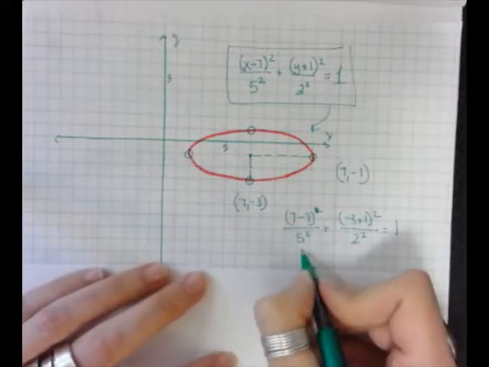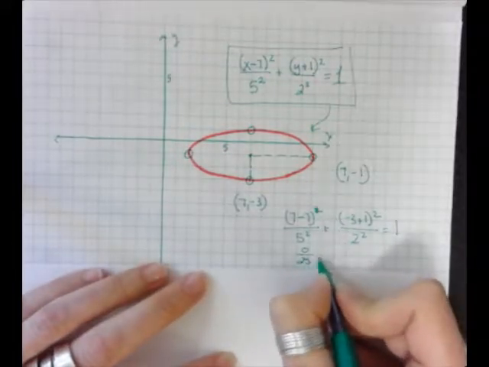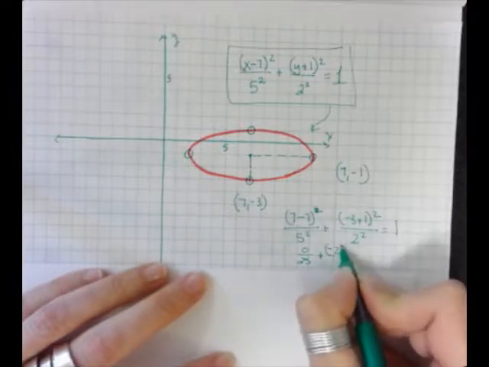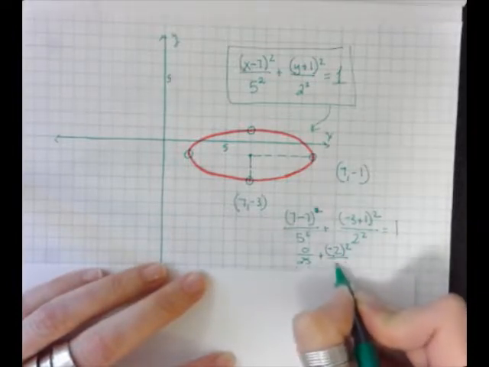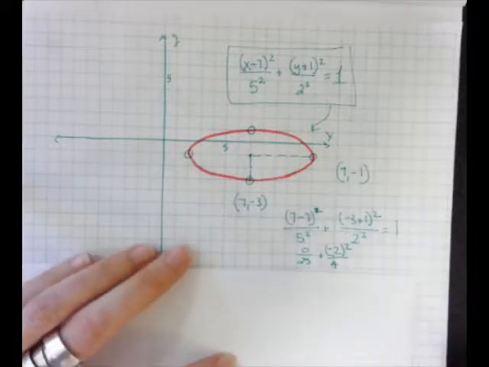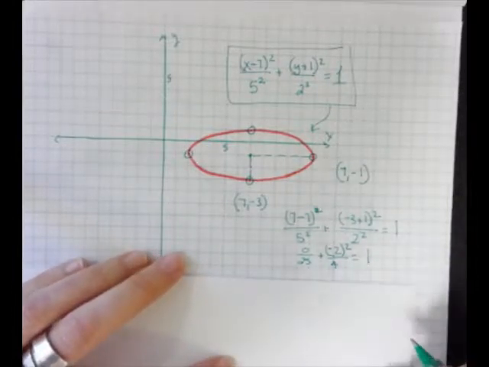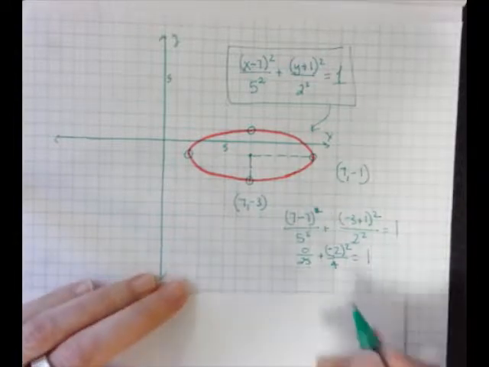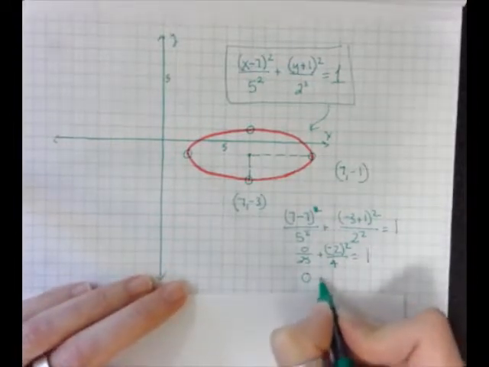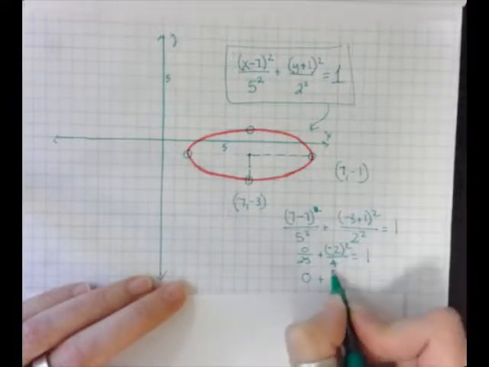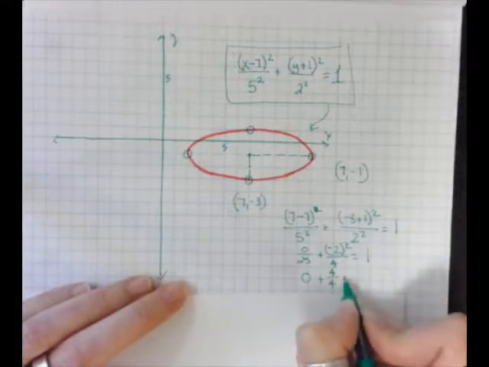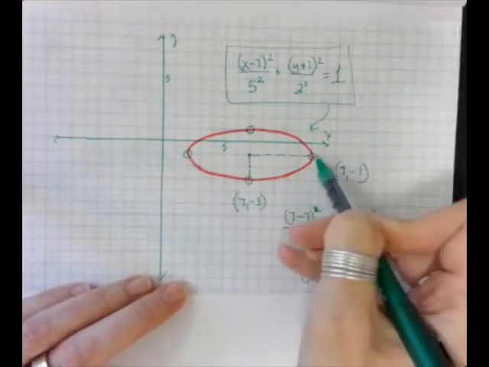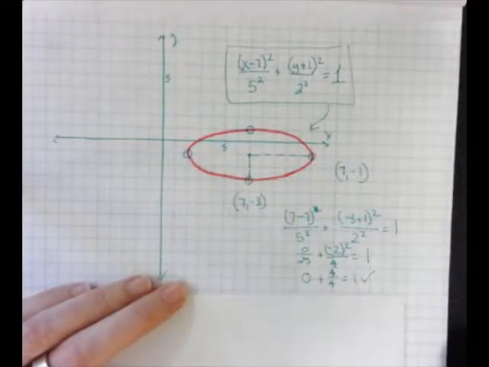So 7 minus 7 is 0 over 25 is 0, plus negative 2 over 4, right, equals 1. And is that a true statement? Yes. Okay. So that is 0 plus negative 2 squared is positive 4 over 4, and that equals 1. So I kind of know that I did that. I could check it with all of these points, but I'm not going to.